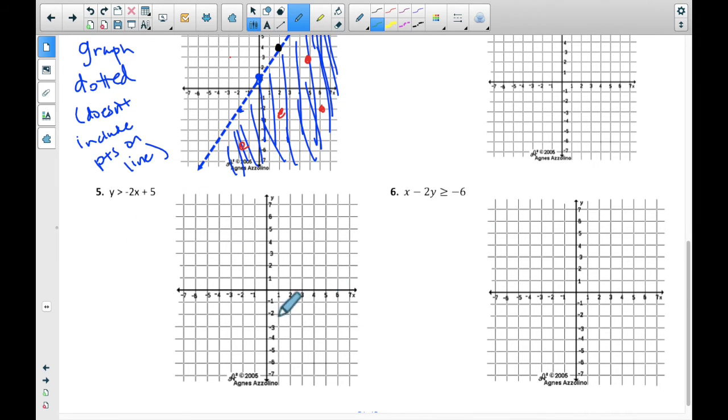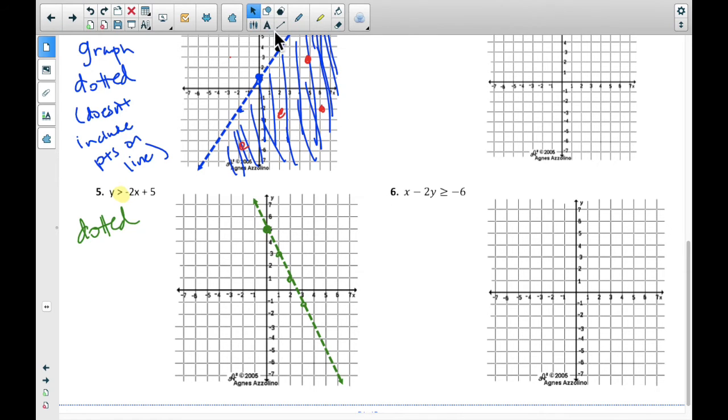So I'm going to graph it. I'm going to start at 5. I'm going to go down 2, right 1, down 2, right 1, down 2, right 1, etc. I'm going to connect my points. Should it be solid or dotted? I have to pay attention. This is going to be dotted again, so I need to make a dotted line.